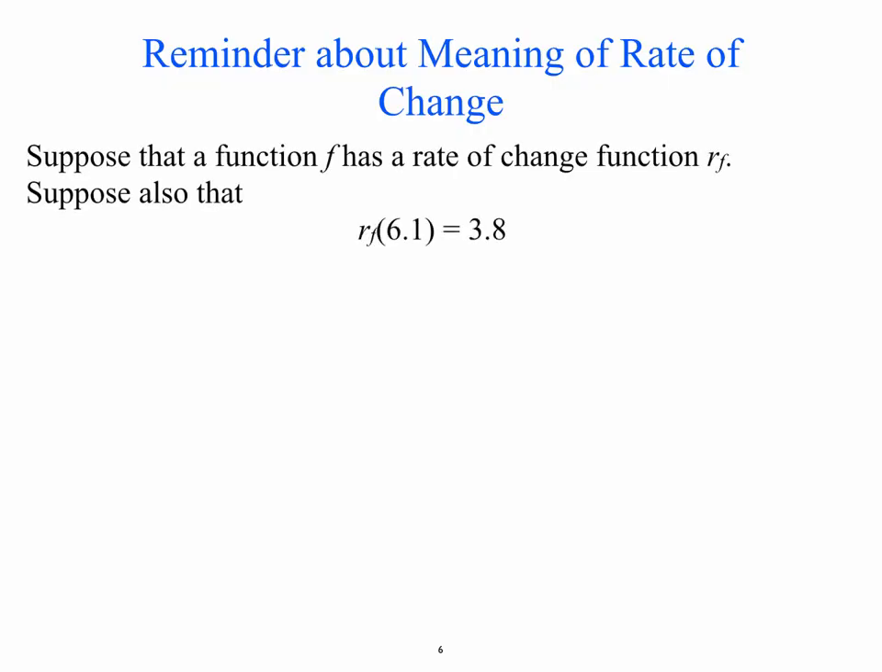Now let's actually talk about how we should be thinking about composite functions, and just a friendly reminder of rate of change. First, the reminder of rate of change. What does it mean? Suppose that a function f has a rate of change function r sub f, and suppose that the rate of change of f at 6.1 is 3.8. What does that mean?